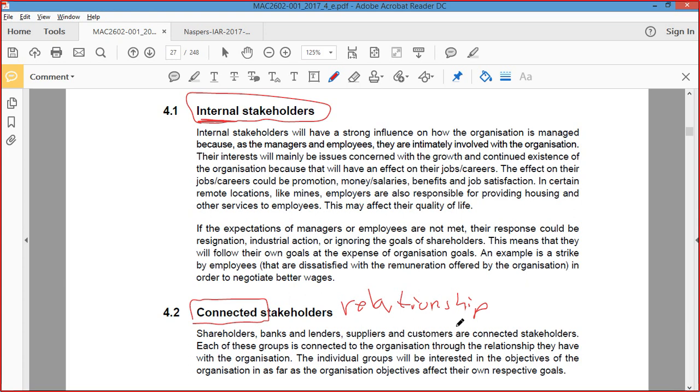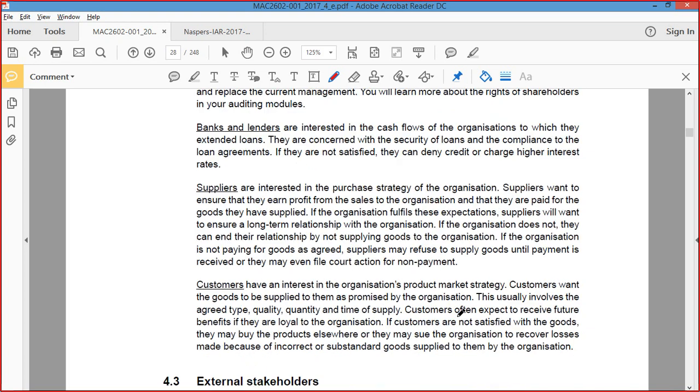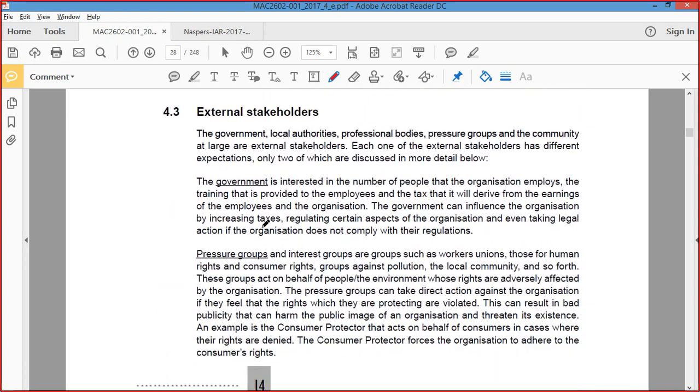Is that alright? Yes, that's all right. Right, then you've got a note here about external. Also very easy. External just means outside. So government, authorities, professional bodies, there's a lot of external stakeholders. External, anything outside the business.